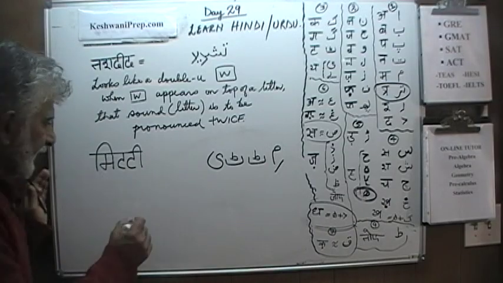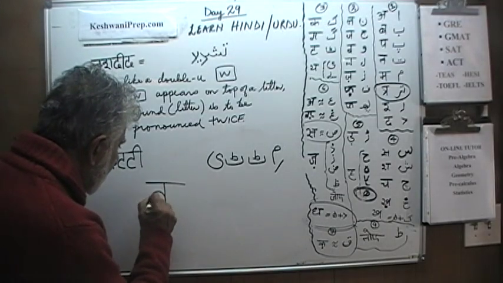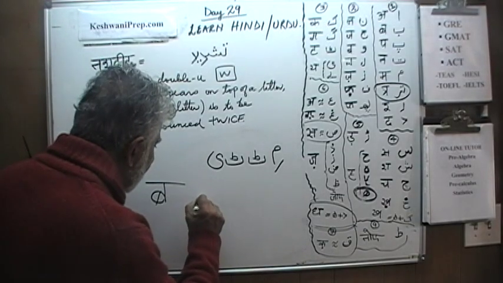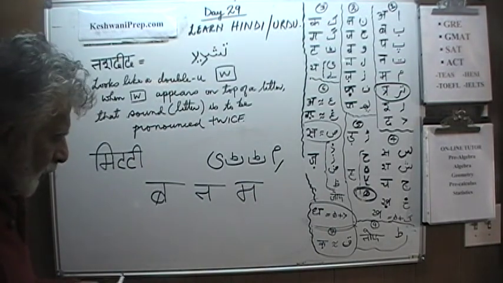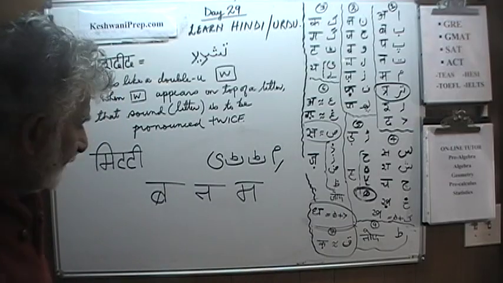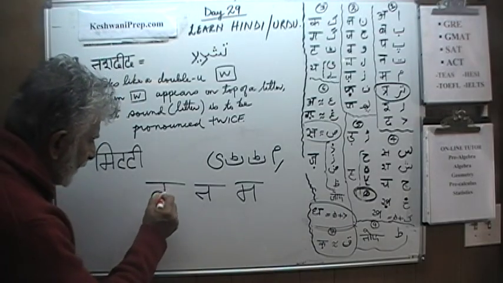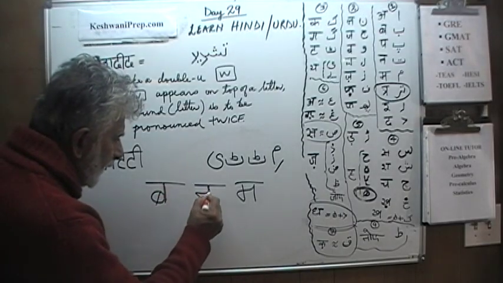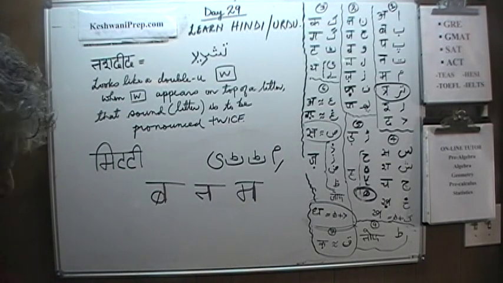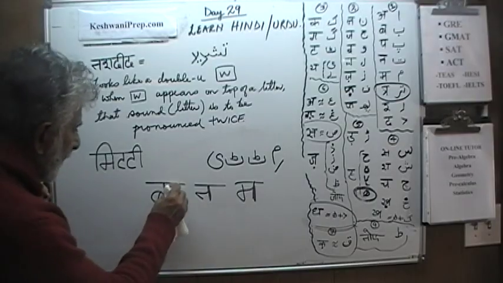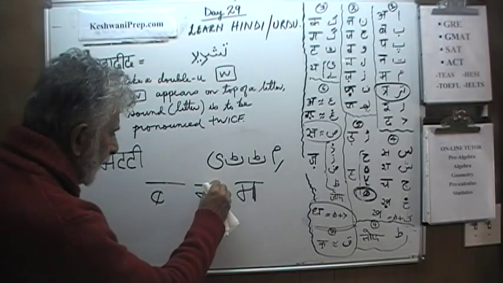But the problem here is that ba is like this, ta is like this, ma is like this. You see, they all have this line. As I said, I don't know what it's called, but they have this line. And when you want half a letter, you simply take out the line, and it becomes half a letter.